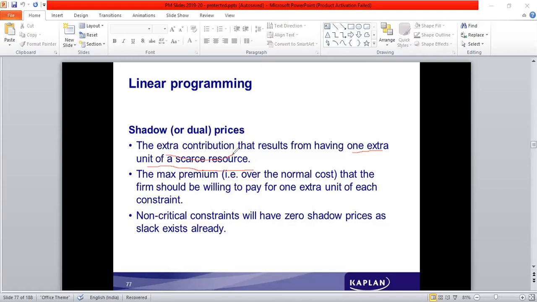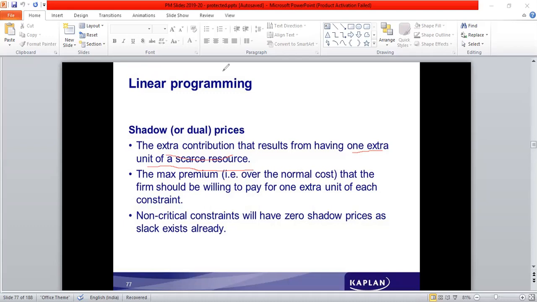The maximum premium over the normal cost that the firm should be willing to pay for that extra unit of each constraint is the shadow price. Non-critical constraints will have zero shadow pricing. The non-critical ones are not constraints; they are available. There is nothing about them being a constraint. So these are the two concepts.